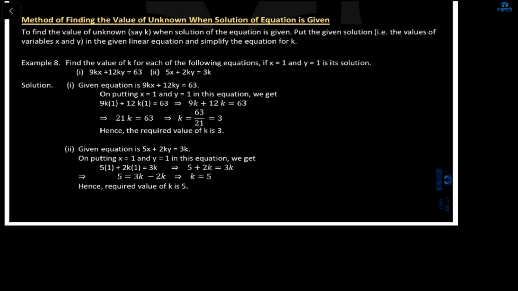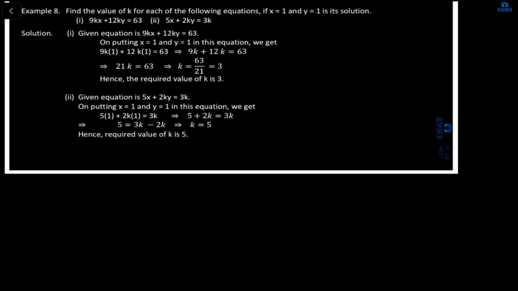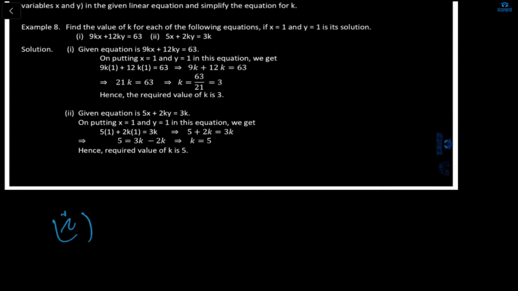Let's see question number 1. Am I understood? Okay, that's good. Let's see just one example, and the second one you will be solving, everybody. Now the question here: find the value of k for each of the following equations. x is equal to 1, y is equal to 1 is a solution. Now this time it is telling you that this is a solution.